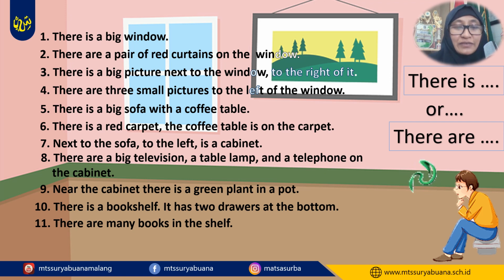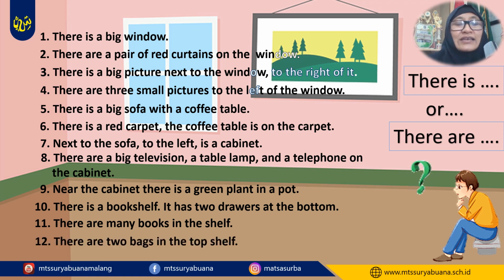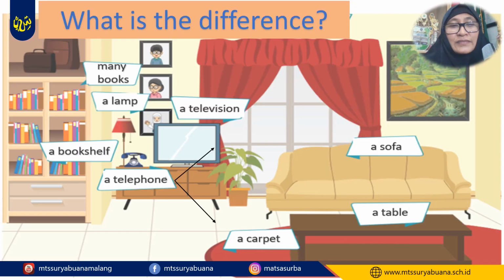Okay, number 11. There are many books in the shelf. Right, many books. We don't count, but there are more than one. Okay, many. Okay, the last sentence. There are 2 bags in the top shelf. Right, there are 2, more than 1 bag. 2 bags. Okay, now let's continue.